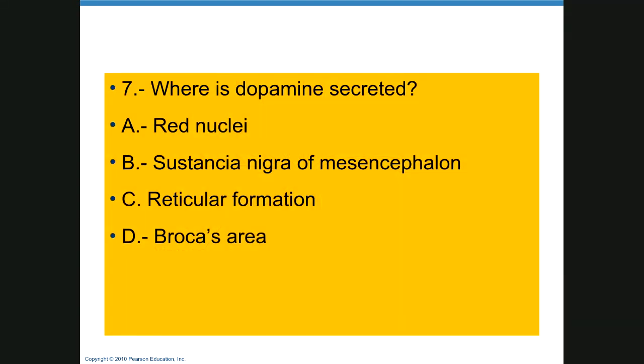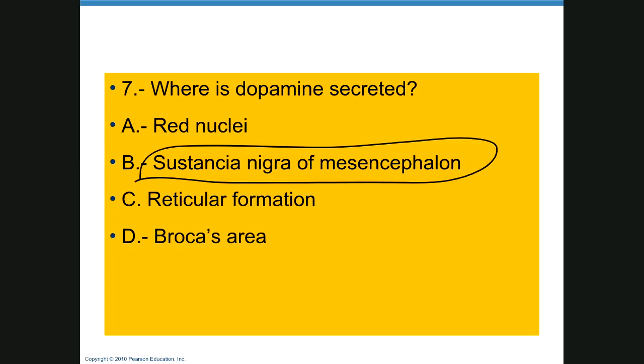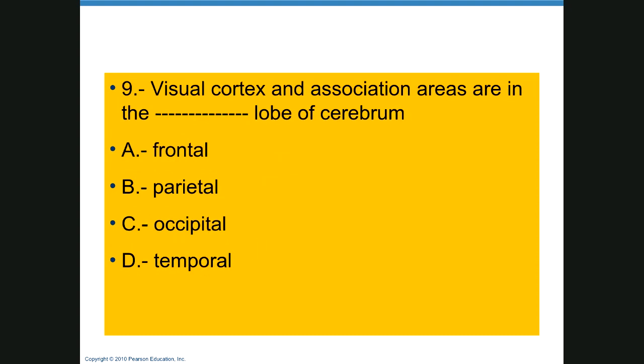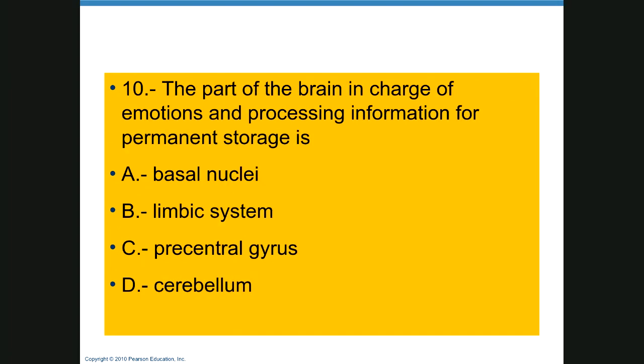Okay, so dopamine is secreted by the substantia nigra of the mesencephalon and is sent to the basal nuclei of the cerebrum. Cardiovascular centers are found in the medulla oblongata. Visual cortex and association areas are in the occipital lobe. The frontal lobe has no sensory areas. Parietal lobe has somatic sensory areas for general senses. The temporal lobe has the auditory centers and the olfactory centers. And the olfactory centers are also located in the limbic system.